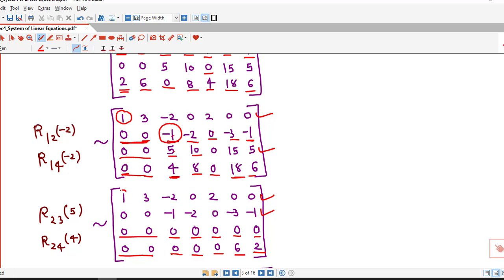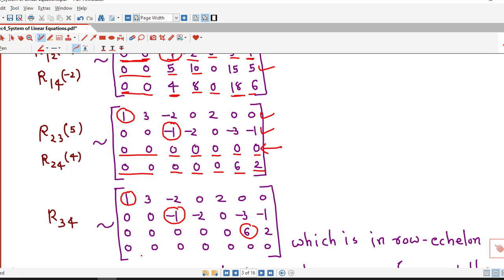So this is the first non-zero entry of the first row, and all the entries below this are 0. The first non-zero entry of the second row, all the entries below this are 0. But we have a 0 row in between, and for row echelon form, the 0 row must be at the bottom of the matrix. So we interchange the third and fourth rows.